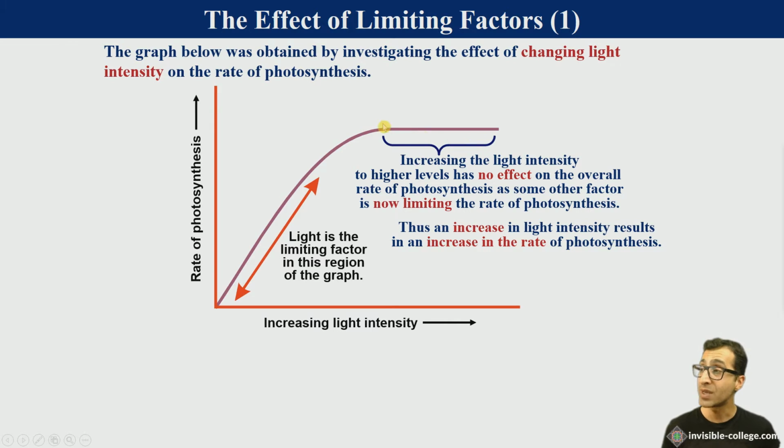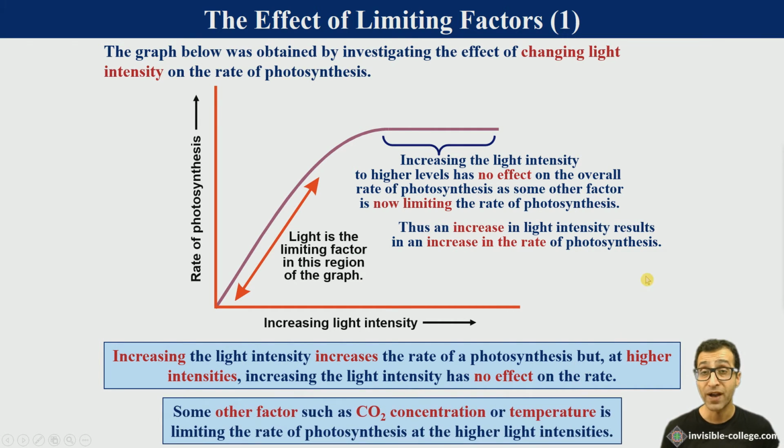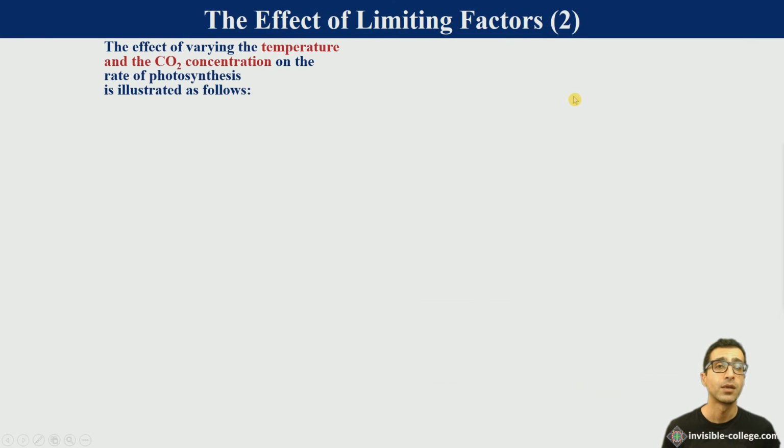And so now we can conclude from this that some other limiting factor is limiting the rate of photosynthesis. So increasing the light intensity in general will increase the rate of photosynthesis, but at the very highest light intensities, increasing the light intensity further can have no effect on the rate, because some other factor, such as CO2 concentration or temperature, has become the limiting factor for photosynthesis at the higher light intensities.